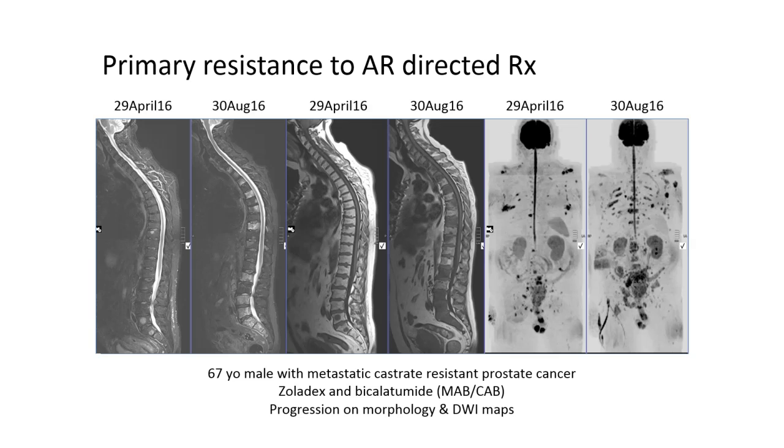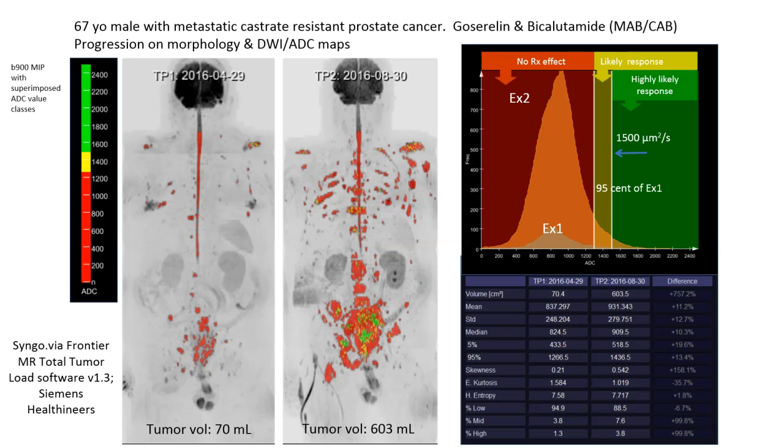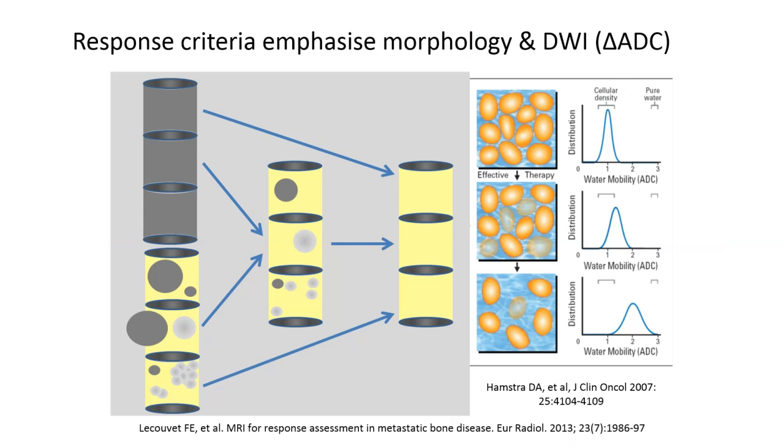So here's a patient who has developed primary resistance to androgen deprivation therapy. You can see the emergence of new lesions. You see the enlargement of previously noted disease. You can see an increase in tumor volume. However, look at the ADC. The ADC does not change. It increases from 840 to 930, which is not statistically significant.